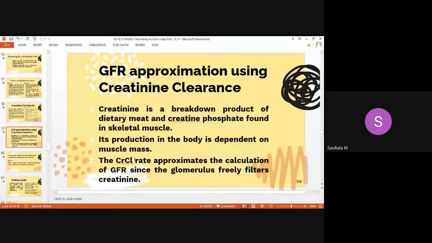Now let's see about GFR approximation using creatinine clearance. Creatinine is a what? Breakdown product.